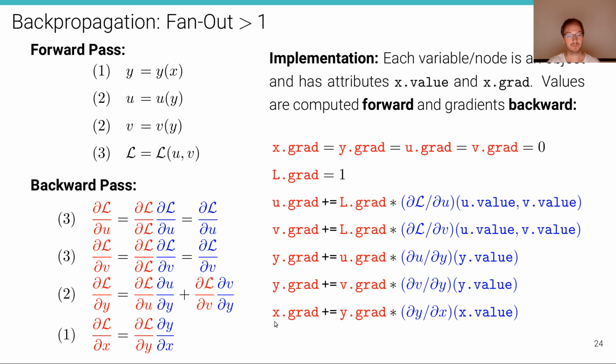And then finally, we update the gradient of x as the gradient of y times the local derivative of y with respect to x, evaluated at the value of x.